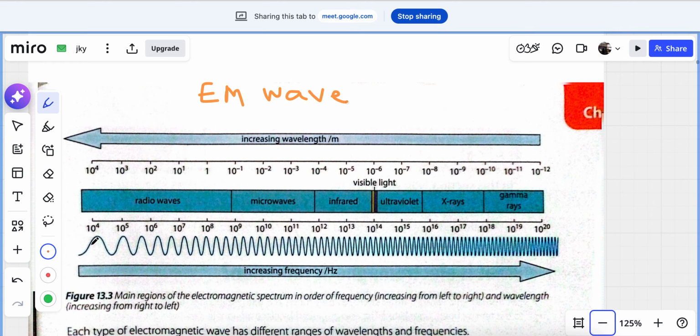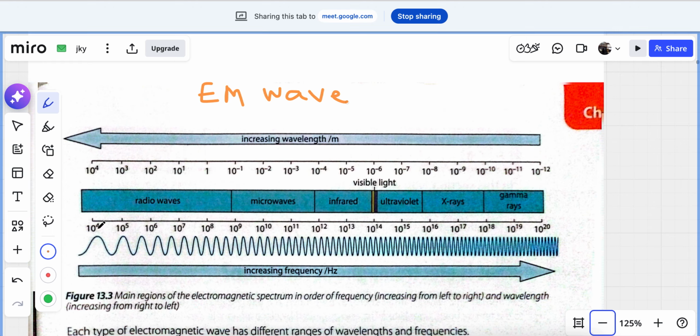Now, if you look at this one, this is called frequency. What do we mean by frequency? Within a second, how many complete waves are formed? At the beginning, it's not very frequent; the frequency is very low. As you move from the radio wave to the gamma ray, the frequency is increasing.